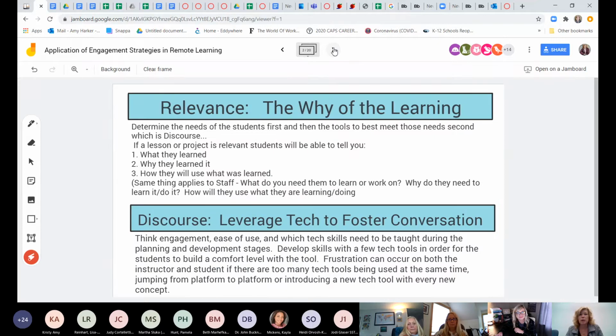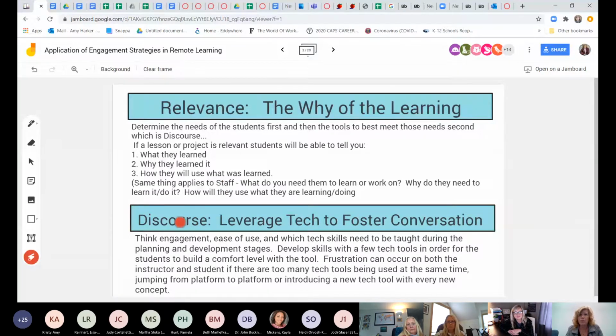So we want to make sure when we are connecting remotely that we make what we're doing relevant. And so we try to connect and make that why of learning really standing out so that students know, why are we learning this? Or teachers know, why are we doing this? Why are you making us go through this? Today, I'm doing this because I want you to know that Jamboard is a way that we can use as an engagement strategy for any kind of presentation. So the why is very important.